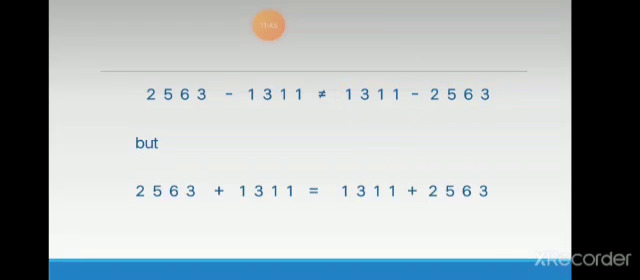But when you learned about properties of addition, when you change the order, see here, the sum remains the same. So in addition, there is no difference in their sums, but in subtraction, the difference is not the same.